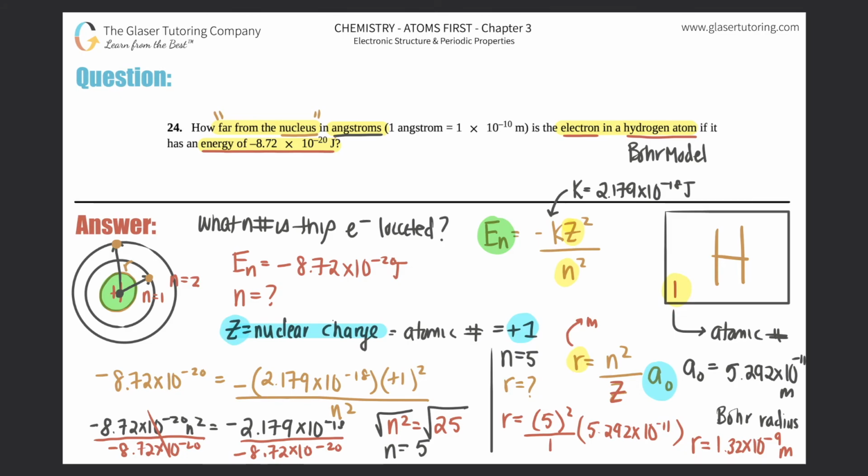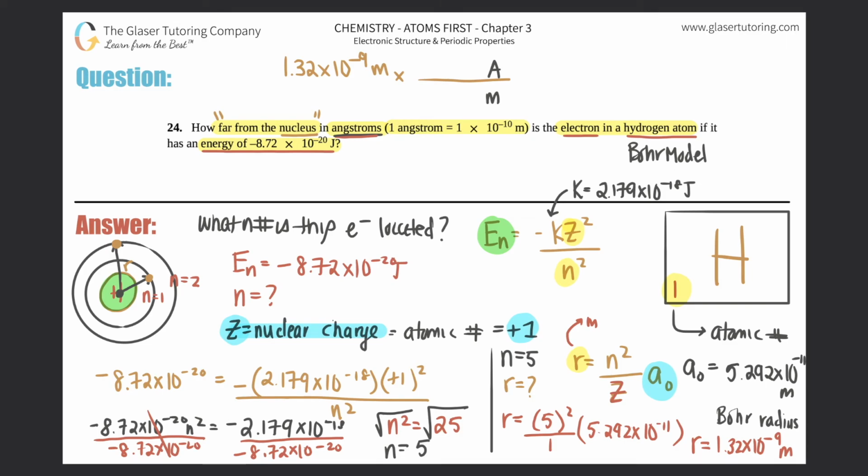Okay, but they wanted the number in angstroms. But they give me a lovely conversion factor. 1 angstrom equals 1 times 10 to the negative 10th meters. So I'll just do the conversion up top here. 1.32 times 10 to the negative 9th meters times that ratio. We don't want meters anymore. That goes on the bottom.